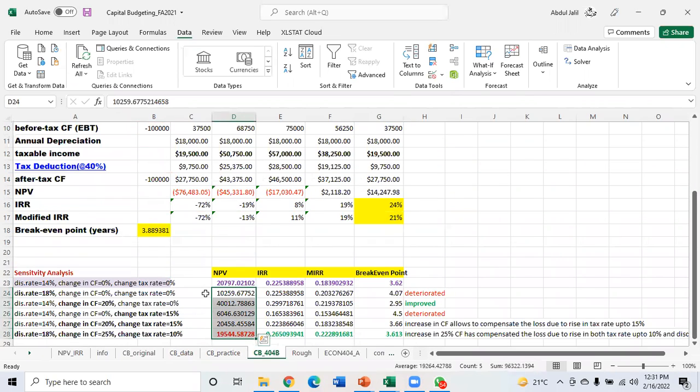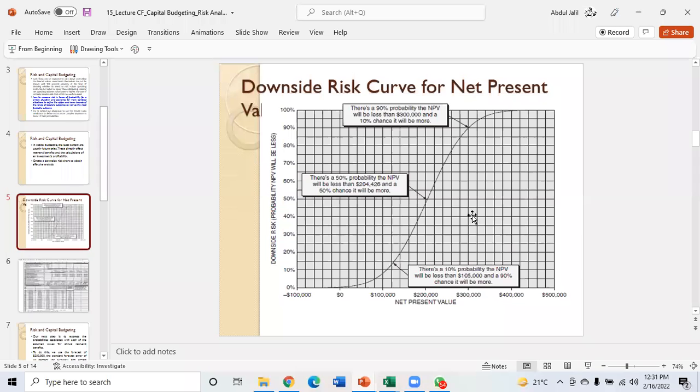So if you are going to assign some probability, okay, what is the probability that you will get this much profit, or the higher one, further higher one, or this lower one, or further lower one, right? What is the probability? So whenever you assign the probabilities to these options, you are going to generate this kind of scenario, right? This downside risk curve you can generate.